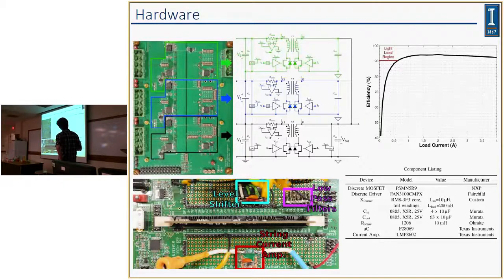So below 7 watts, you're in the light load region, and the efficiency is pretty crappy. And that's something that I'm working on right now to improve. This is an off-board microcontroller from TI. It has low-pass filters before the ADC for improving signal integrity and all that stuff. And this is just a component listing table of everything that's on this board.